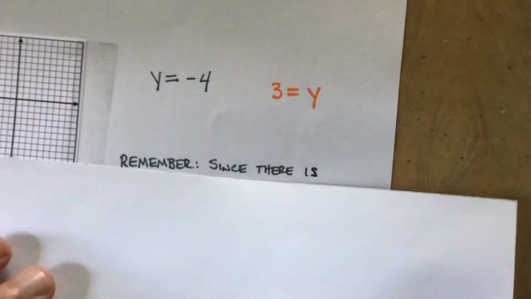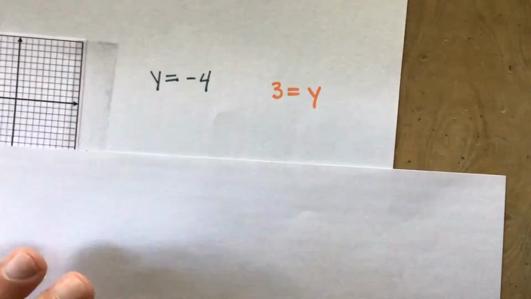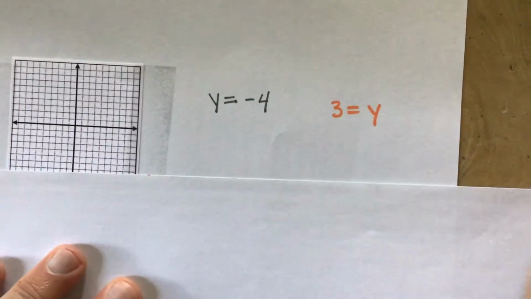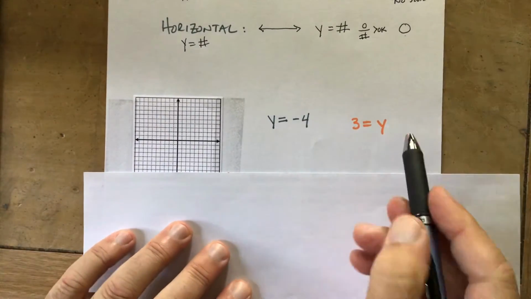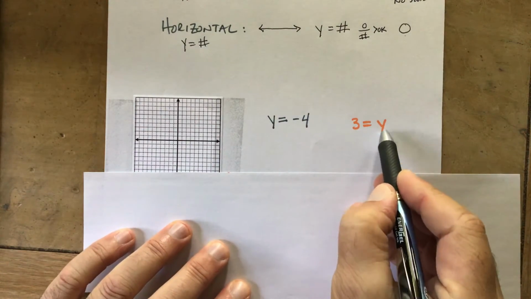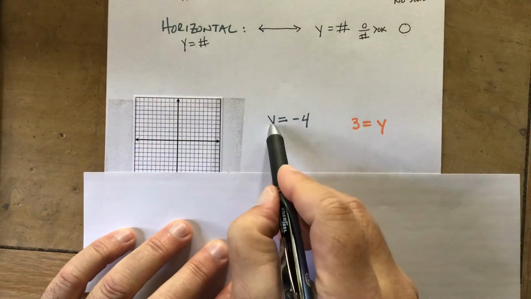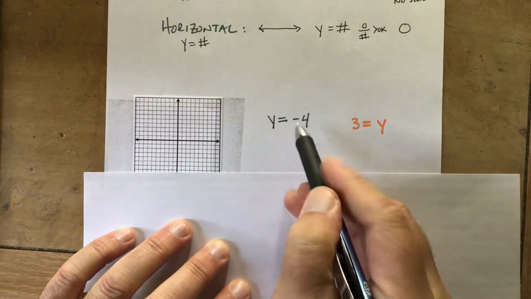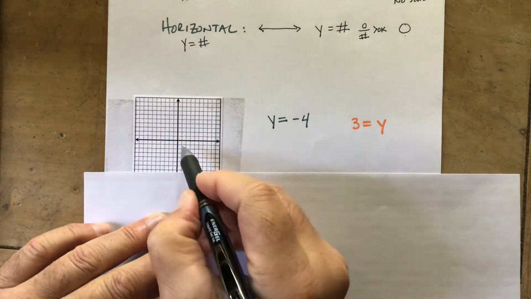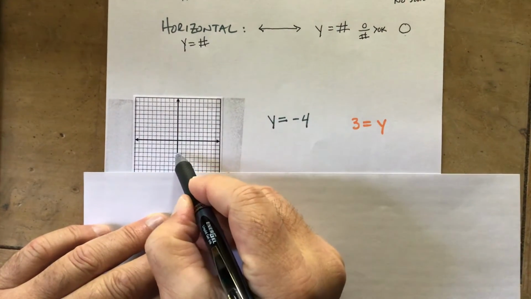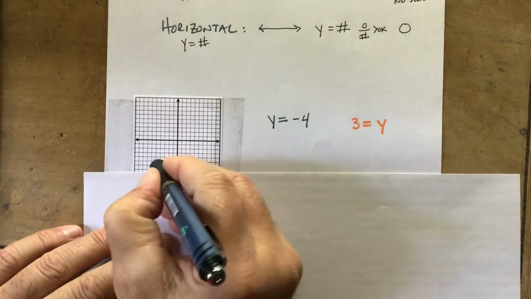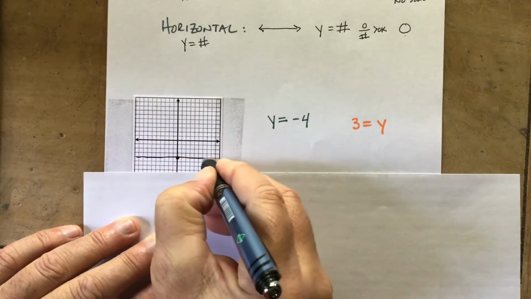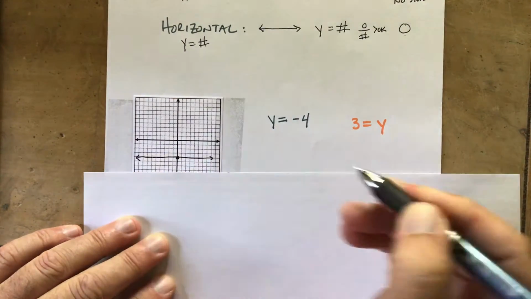We come down here, we have two of them. Y is equal to -4 and 3 is equal to y. I did this on purpose because sometimes you guys get crazy when the y or the variable's on the right hand side. Same thing. Y is equal to -4. So there's no x, there's no nothing. I go down 4, 1, 2, 3, 4. Here's my y is equal to -4. That means it's -4 no matter what. So I just draw a line across and I call it good.